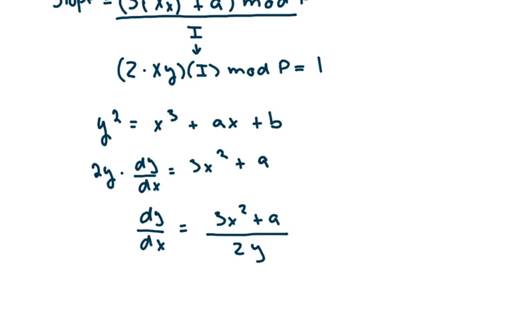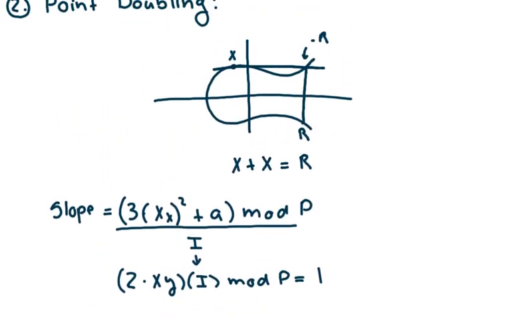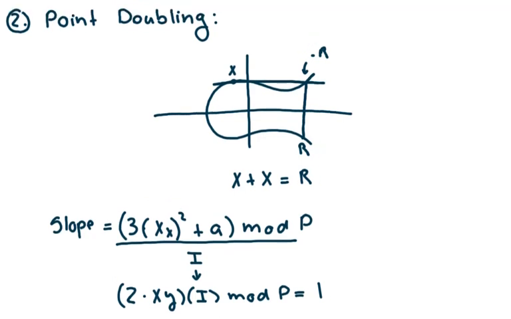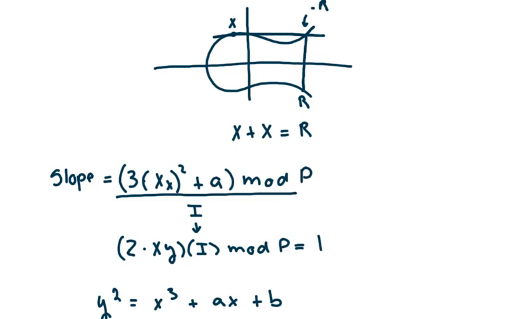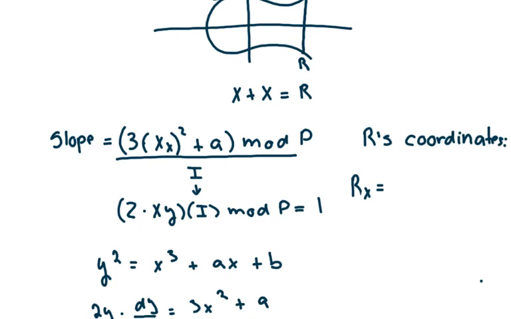And the reason that you take the derivative of this equation in order to find slope is because remember we've drawn a tangent line from x to another point at negative r. So that's why we take the derivative. So now on to finding r's coordinates in point doubling situations. In point doubling situations, the x-coordinate of point r is equal to the computed slope squared minus 2 times the x-coordinate of point x, mod p.